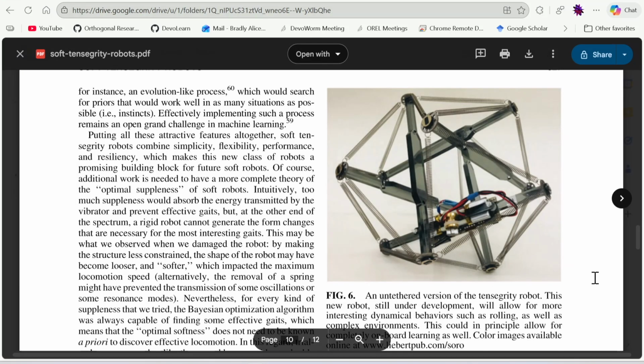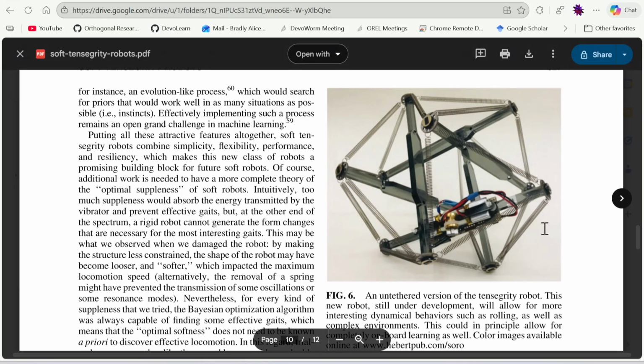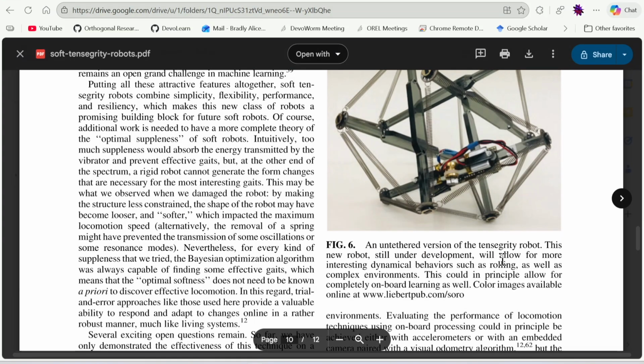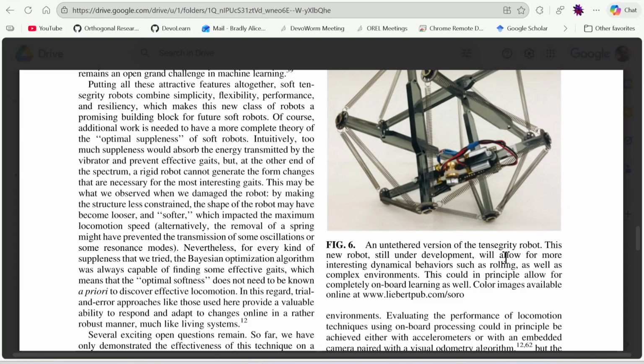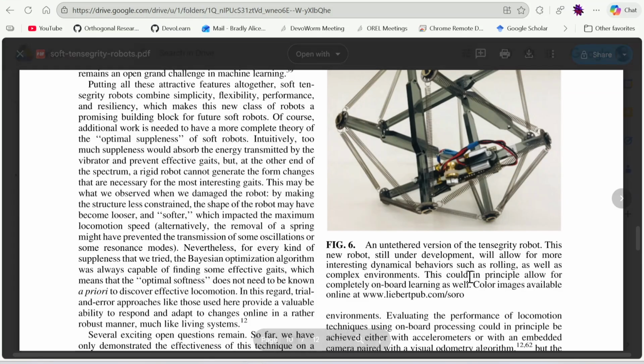As a final point, this is figure 6. This is an untethered version of their tensegrity robot. You notice that we have the components here, the springs, the struts, and the nodes, and they all are in this configuration. This new robot, still under development, will allow for more interesting dynamical behaviors, such as rolling, as well as complex environments. This could, in principle, allow for completely onboard learning as well.